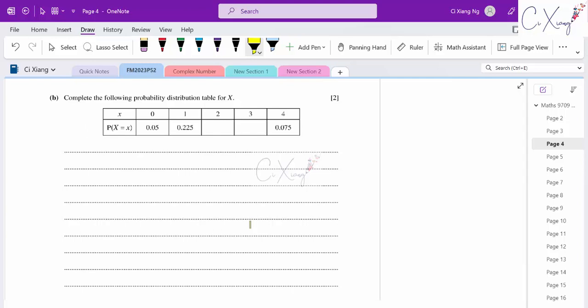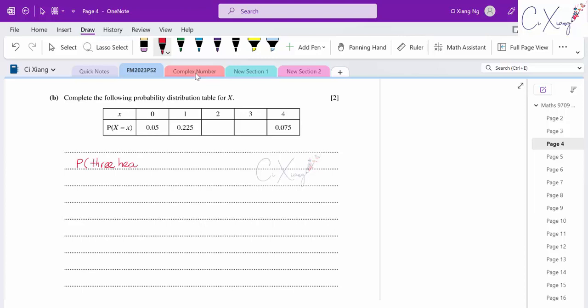So for this case, the number of heads when we throw the 4 coins can be 0 heads, 1 head, 2, 3, and 4 heads maximum. So we are going to calculate the probability for obtaining 3 heads and also 2 heads. Maybe I will start from the easier one first, which is the 3 heads.